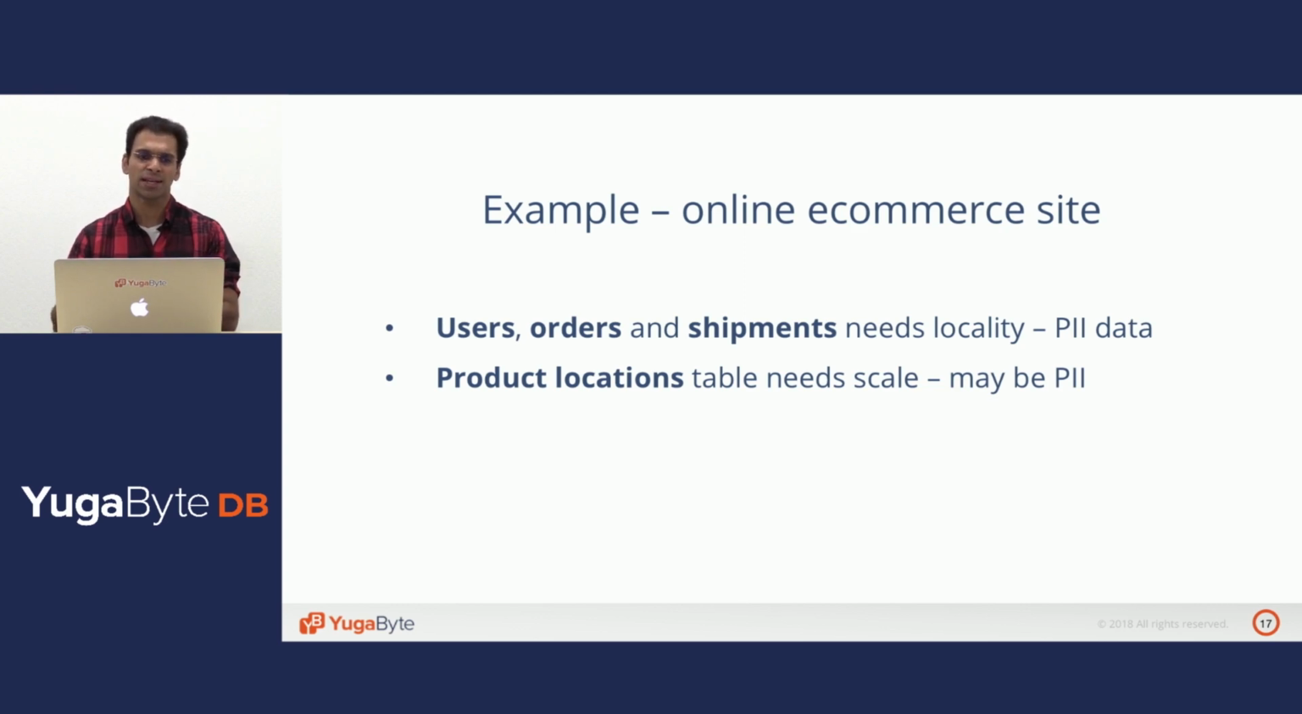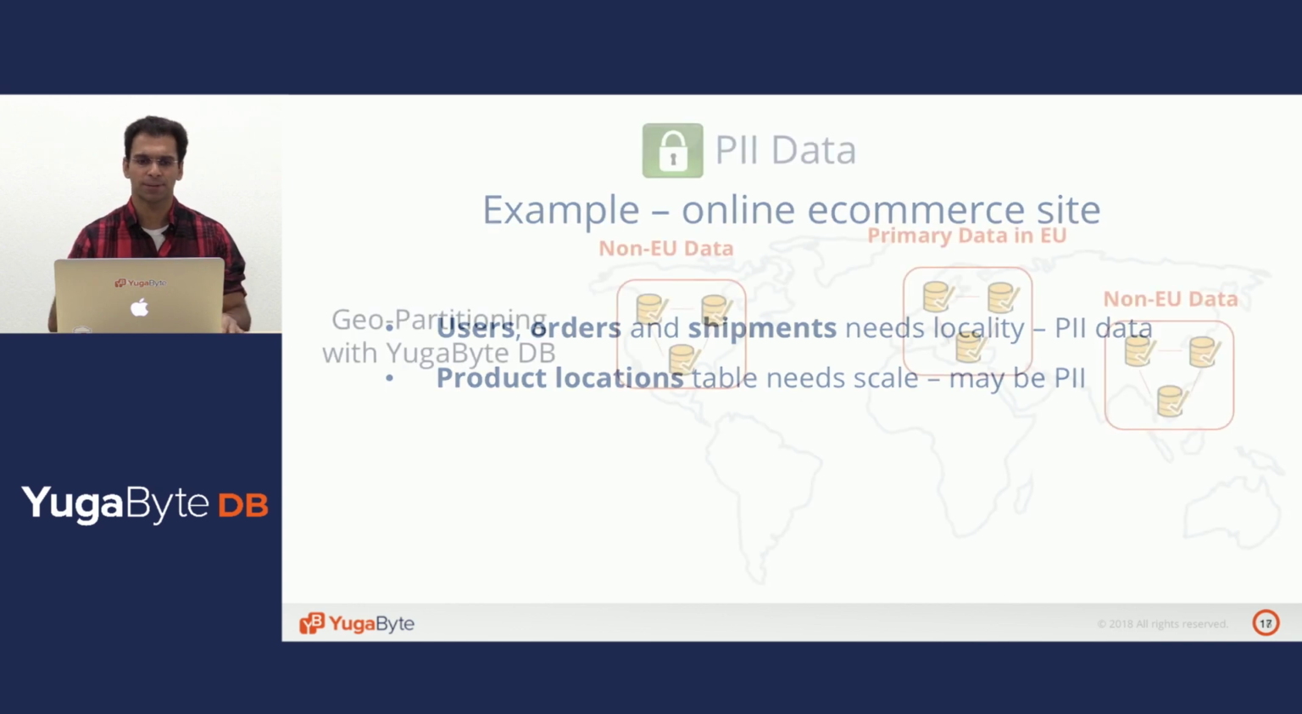Now, there are other things like where the product is currently located in the shipment, like when it's being delivered to me, its actual geographic location. It may or may not be PII, and that depends on how the application is designed. So overall, there is a bunch of data, and a subset of that data is PII.